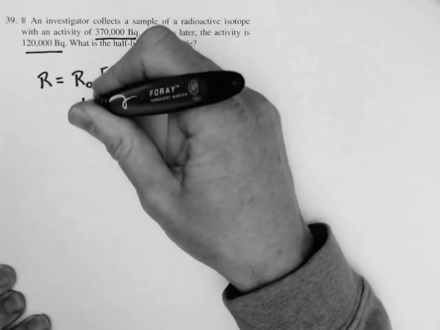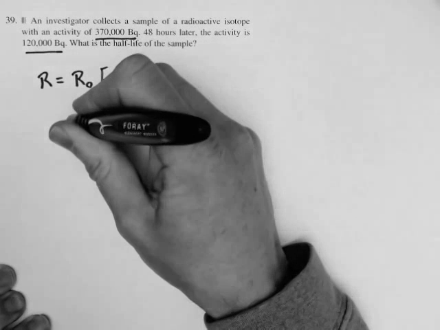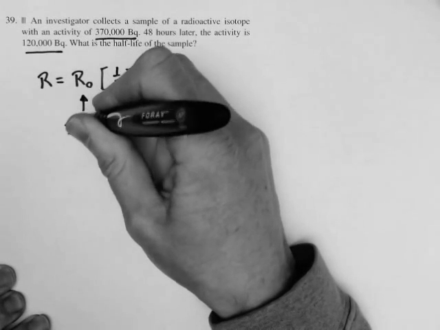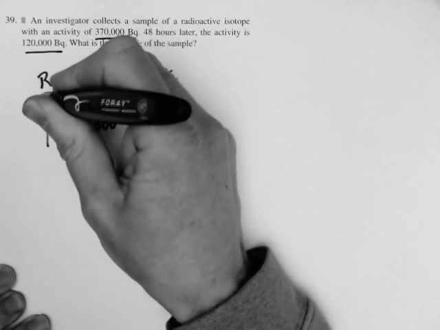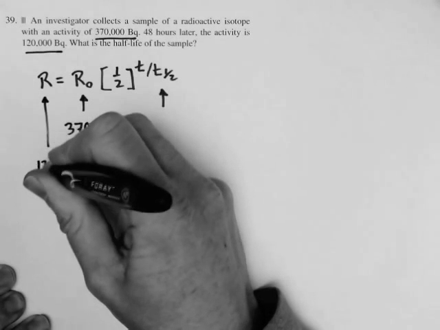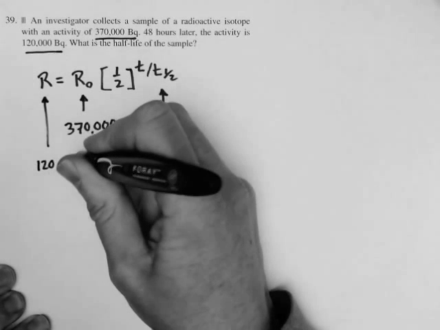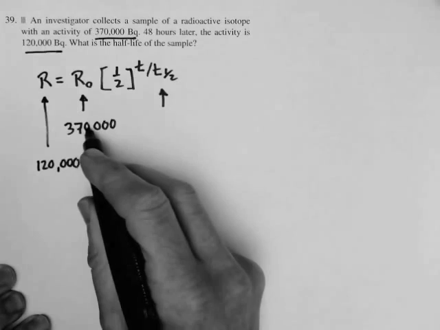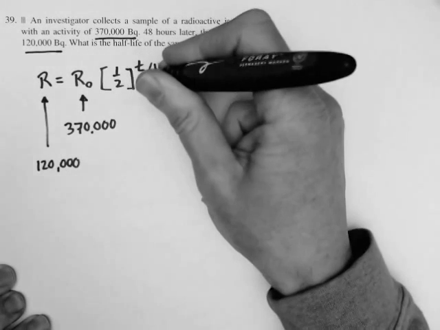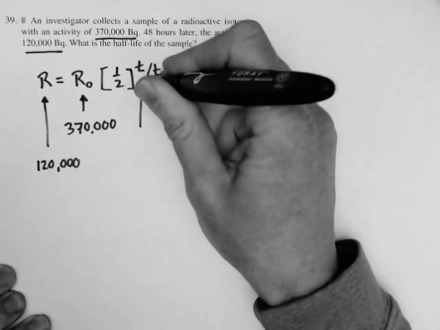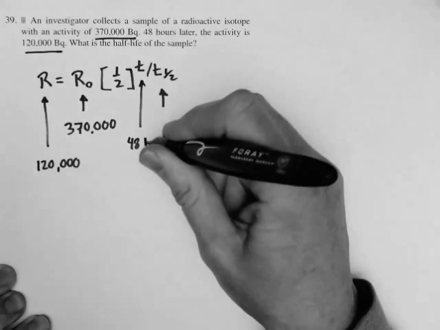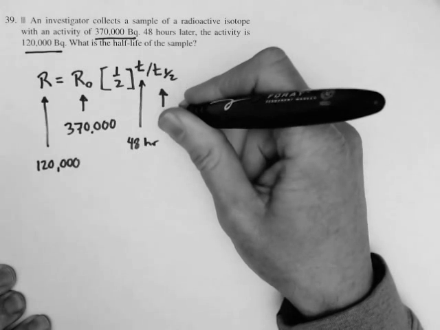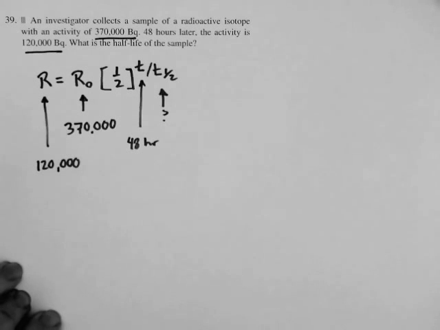So to prepare, let's get our numbers together. The initial activity is 370,000 becquerels. Okay, so that's this number. The final activity at the time of interest here is 120,000 becquerels. Okay, so that's our initial, that's our final, and the time for this to happen is 48 hours. That's how much time it takes for the change to occur, and we're looking for the half-life.